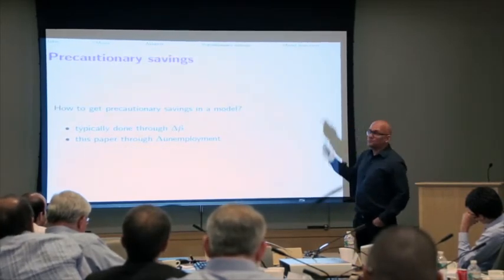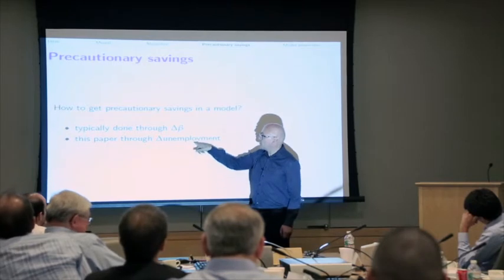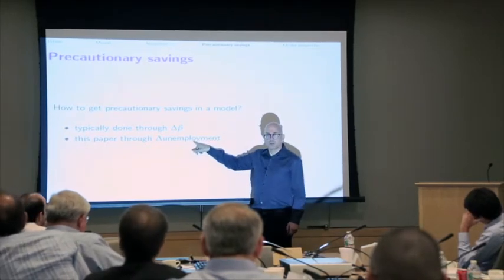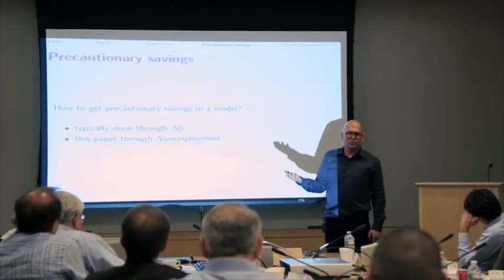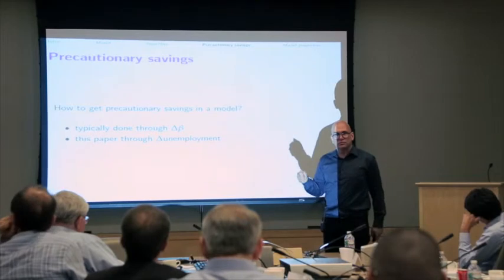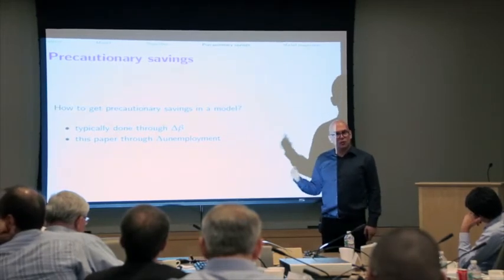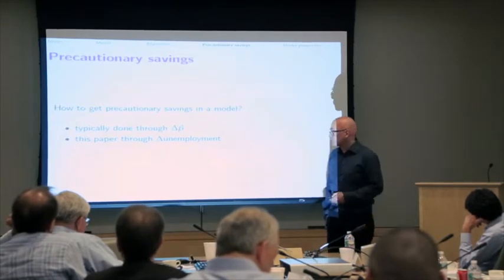Okay, so that was the algorithm. Now a bit of economics, so precautionary savings. How do you get precautionary savings in a model? Well, if you're lazy, you do it through beta. And here we're going to do it through changes in unemployment. If unemployment goes up, there's some consumption smoothing going on too, but since these states are persistent, you're more worried about unemployment in the future, and you want to insure yourself against that.